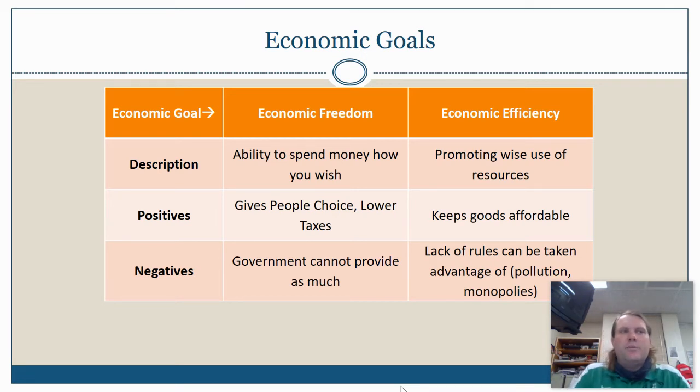A lot of companies were not cleaning the smoke coming out of their factories. A lot of companies were dumping their waste products into rivers and waterways, and it kept goods cheap, right? The positive is it keeps goods cheap because businesses don't have to spend a whole lot of money and time getting rid of stuff.